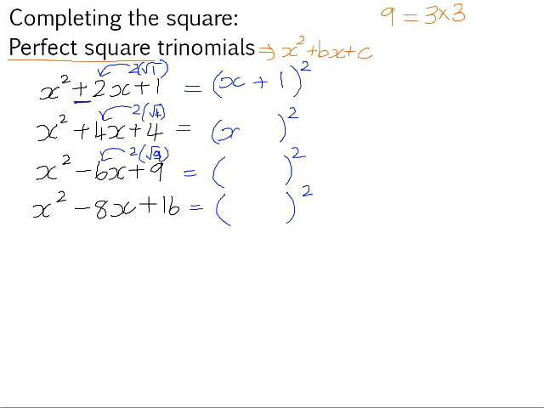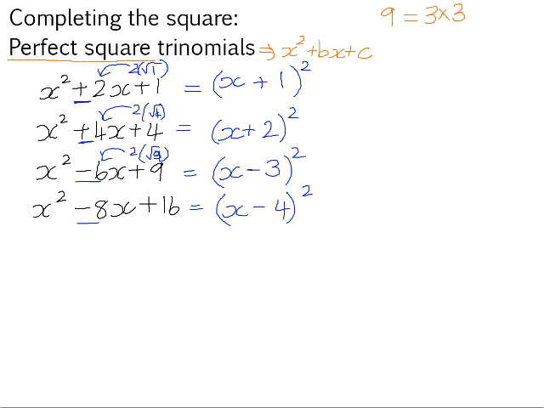The second one, the square root of x squared is x, the square root of 4 is 2. We want to have a positive 4x, so therefore our outers and our inners both need to be positive. The next one, square root of x squared is x, square root of 9 is 3. We now need it to give us negative 6x, which means that our outers and our inners both need to be negative. And finally, the last one, the square root of x squared is x, and the square root of 16 is 4, and it's negative because we need our outers and our inners to add up to negative 8x.